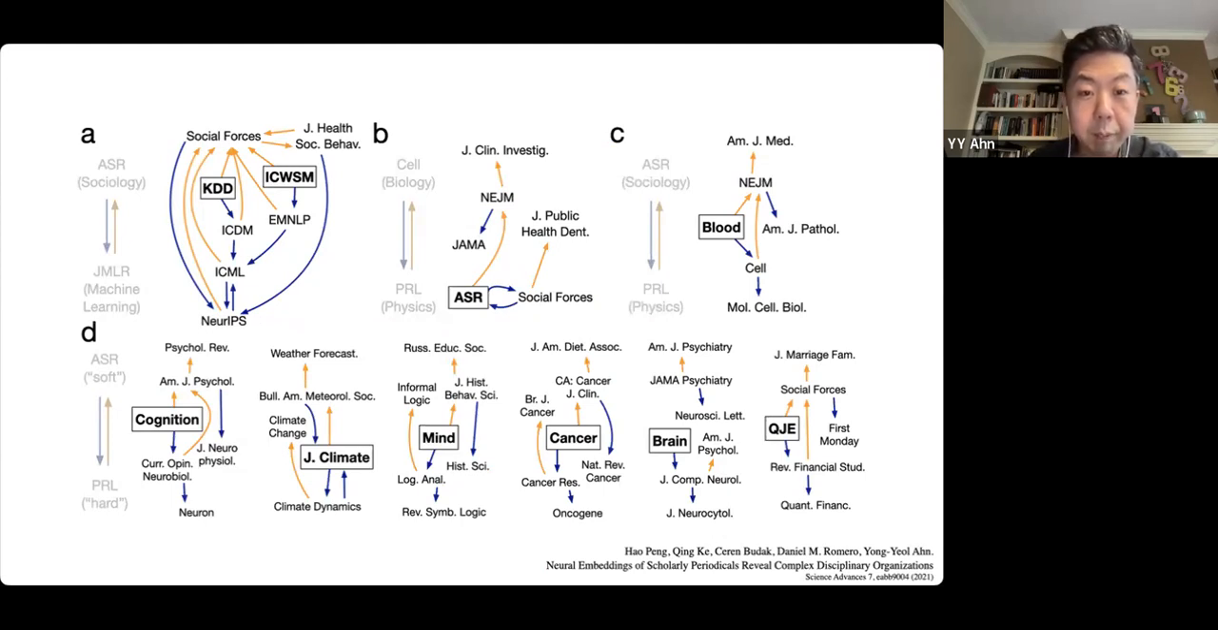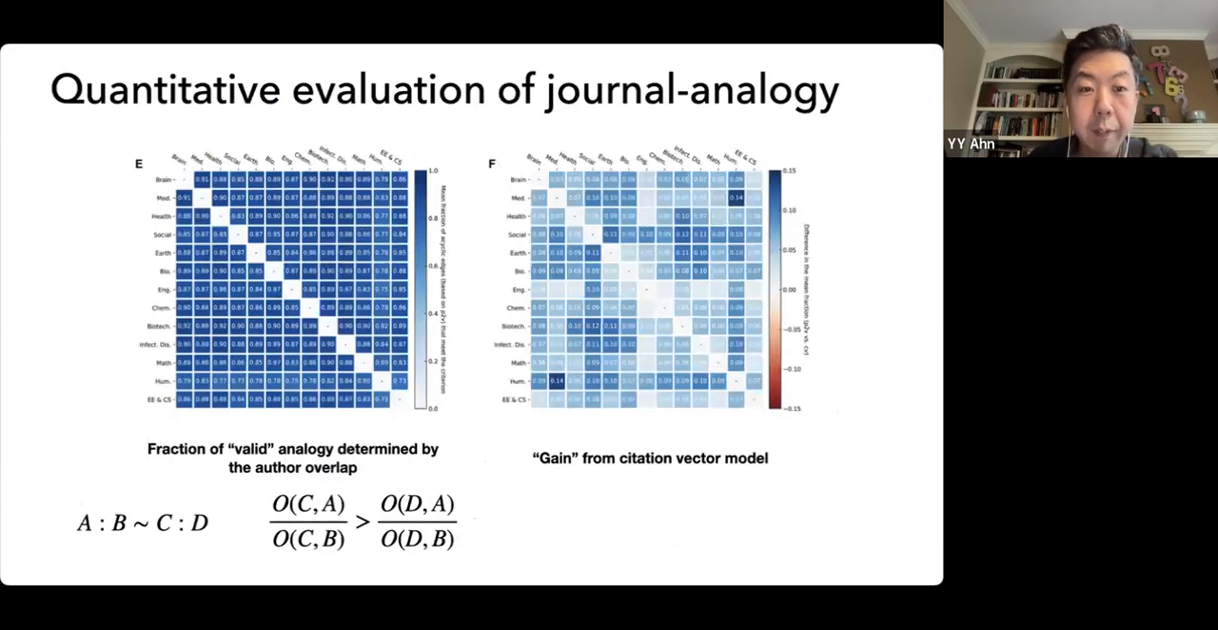Or like from cancer, you move into diet as you add more soft science and remove physics. And as you add more physics and remove social science, you arrive at cancer research and oncogene. So you can do analogies, and you can verify that this works really well in the embedding space by looking into more quantitative validation.